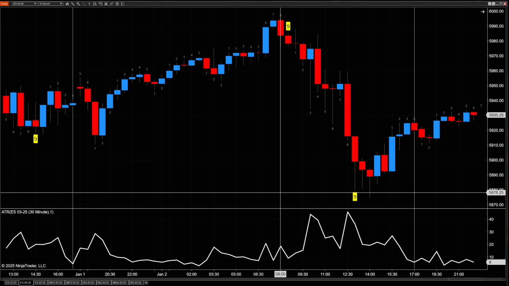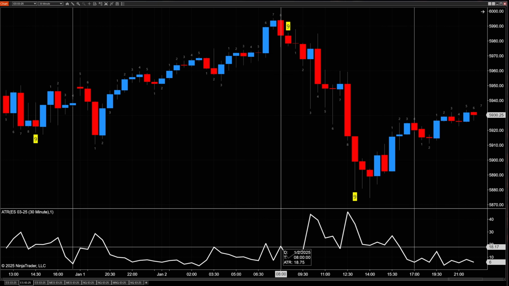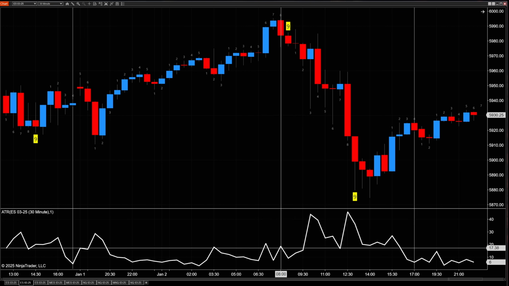Now this is going to make it very simple. On that candle that we measured, the 9 count indicator, we can simply see if I highlight right over here, the ATR was actually 18.75 points. So instead of grabbing the measuring tool, we can just simply look right down here.